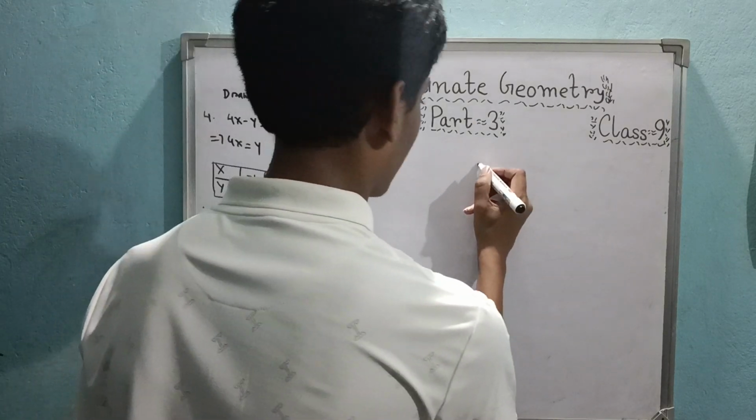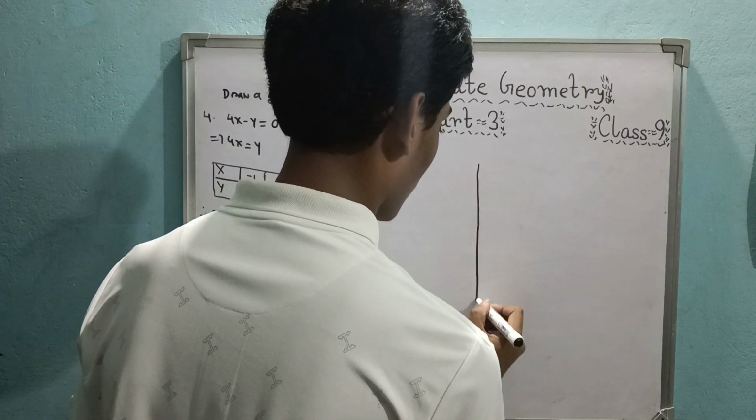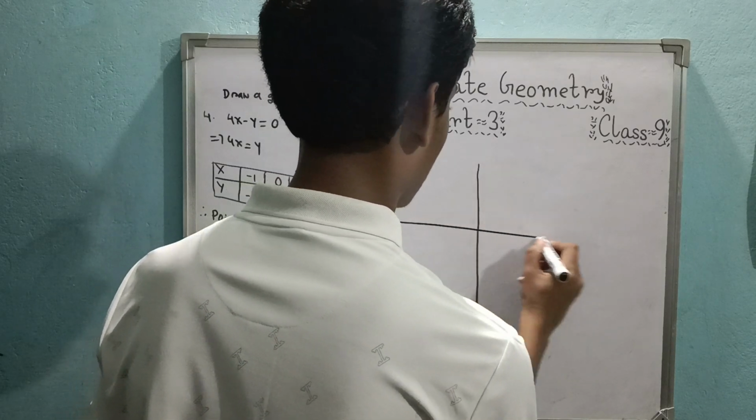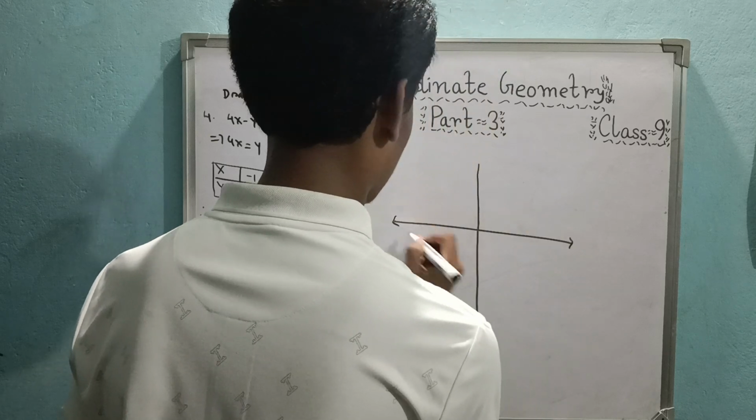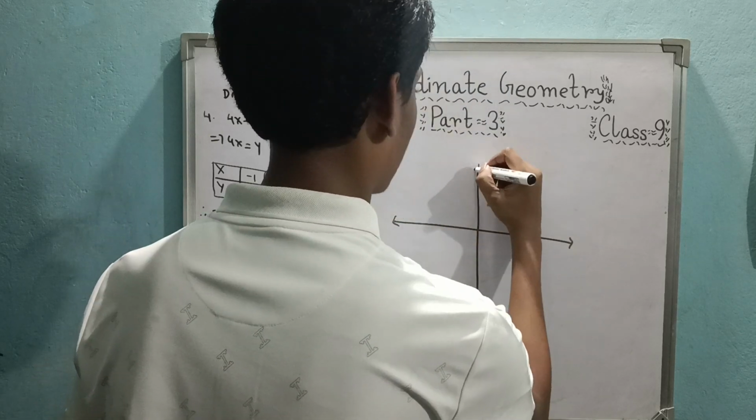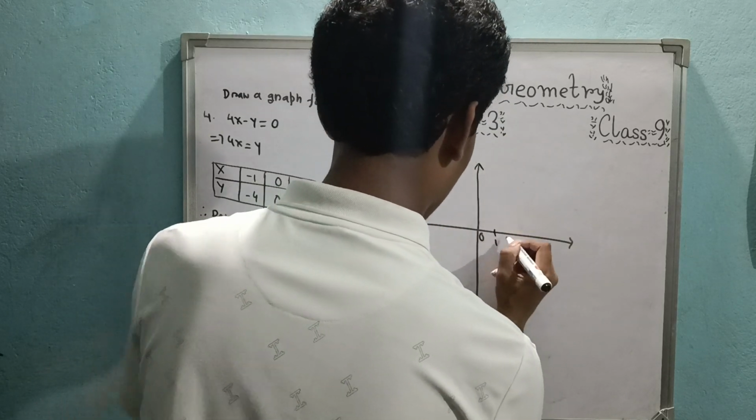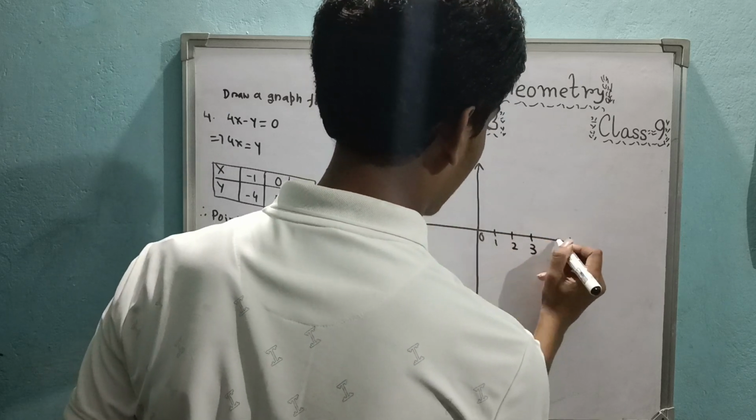Now let's plot, draw the graph. Drawing a smaller graph this time. It will take less time for me. Origin, 1, 2.